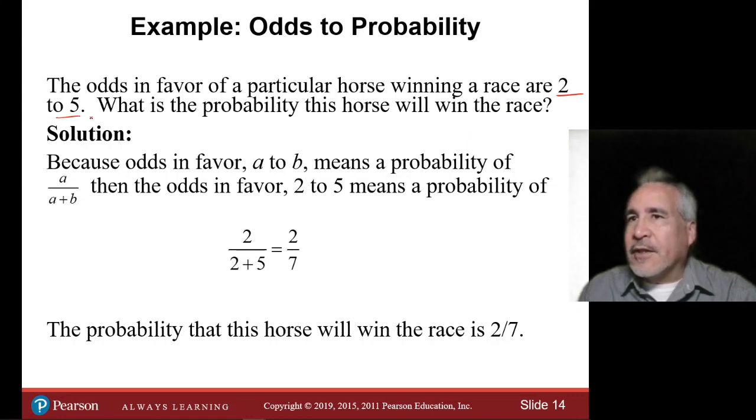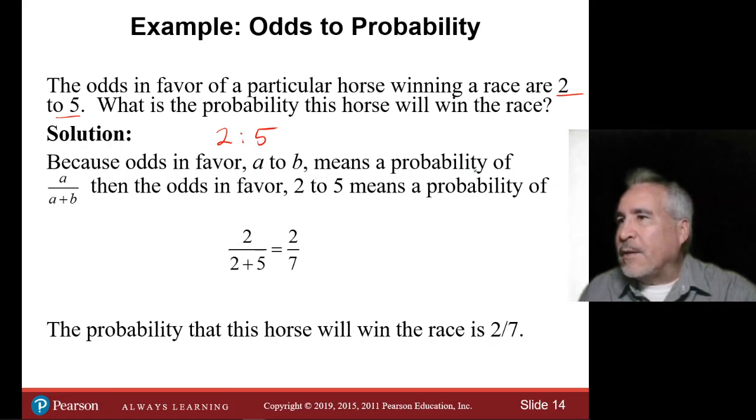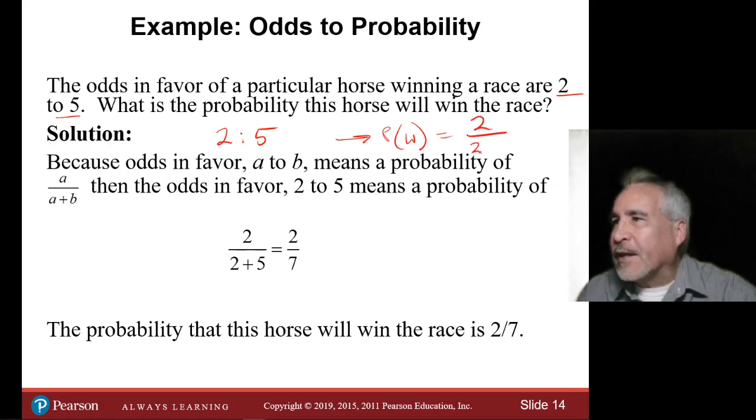Okay, so let's agree with each other. Odds for are 2 to 5. Let's write it as a ratio, because odds in favor A to B means a probability of that. Again, what does it mean? Well, 2 to 5 means that when there are 7 races, the horse will win 2 times and lose 5 times. That's what odds are telling you. So when you want to go to a probability of winning, there's 2 times that it wins out of 2 plus 5, so 2/7. If you want to deal with a probability, that's it.